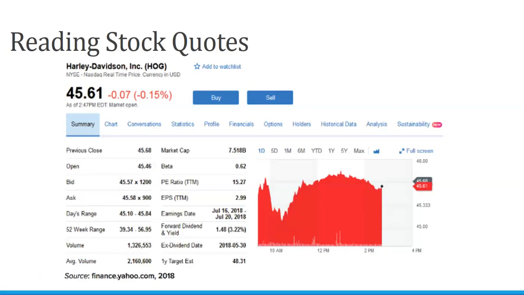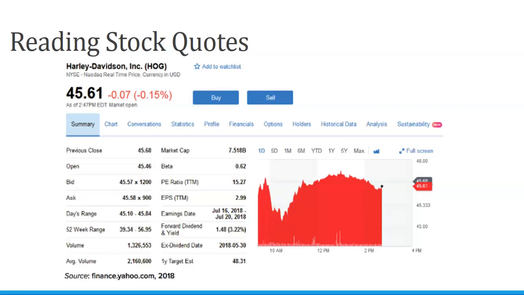And then the last slide, we're going to talk about how we read stock quotes and the amount of information that we get from the stock quote. The current stock price, as we can see, is in the upper left corner. It's $45.61. The stock price fell by 7 cents during the day, or 0.15%. We can also see more information. We could see that the previous close was $45.68. That's the closing price from the previous trading day.